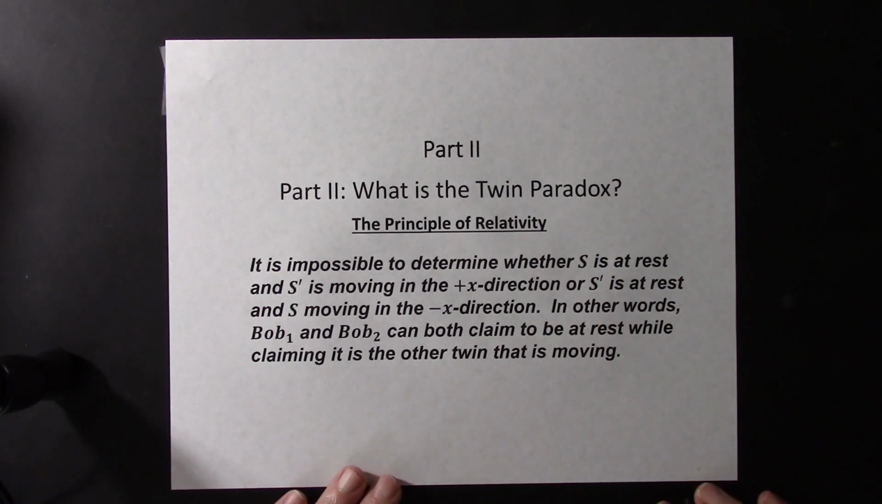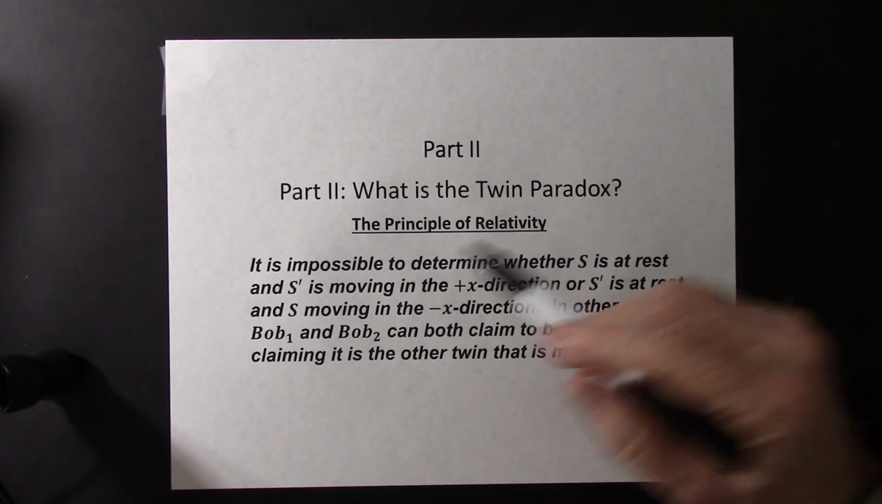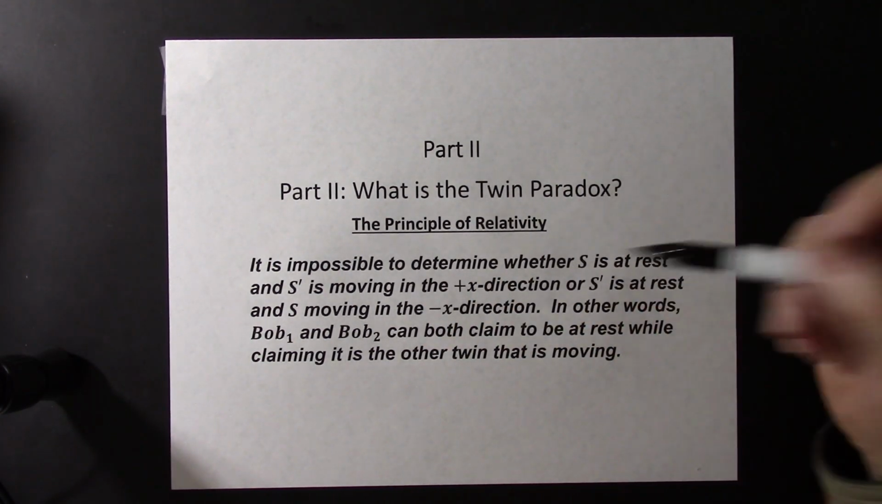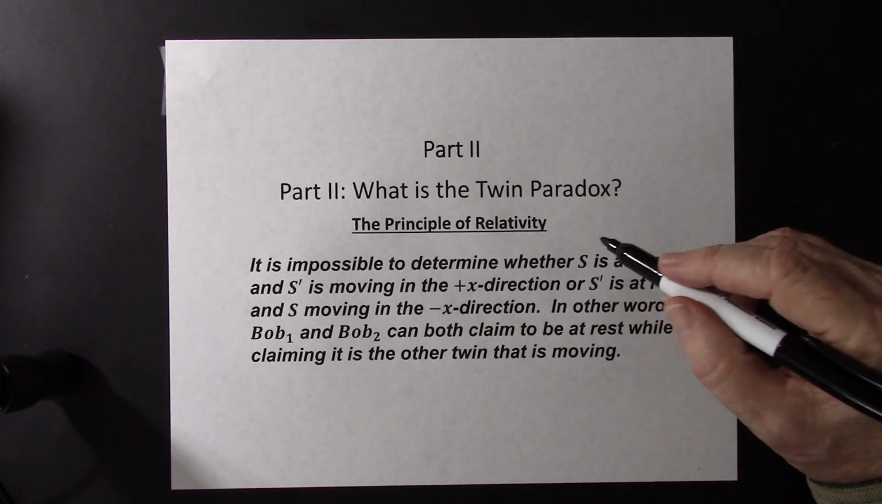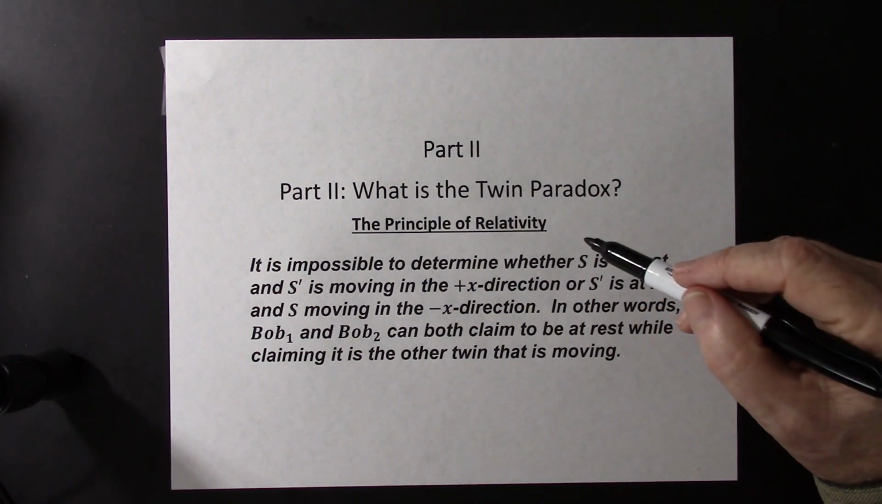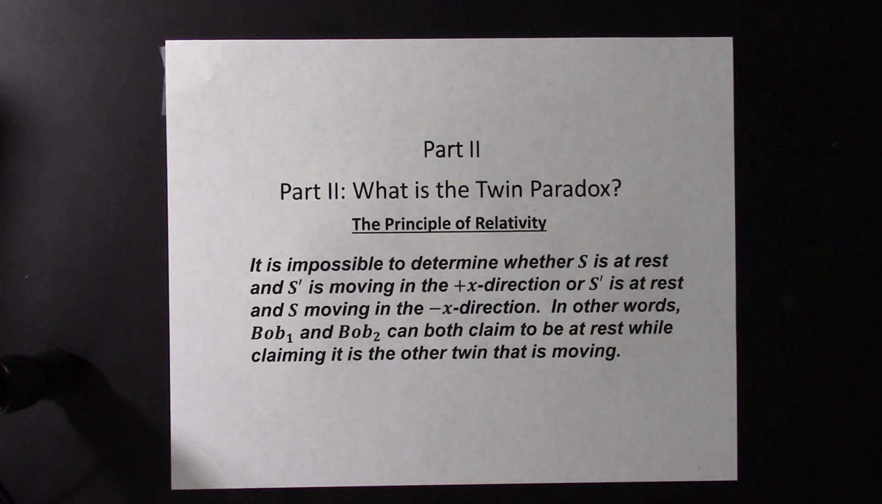Okay, we're back. So what is the twin paradox? Well, it arises from something called the principle of relativity. And the principle of relativity is what Einstein used as a basis for his theory of relativity, in particular, his theory of special relativity. What does the principle of relativity say?